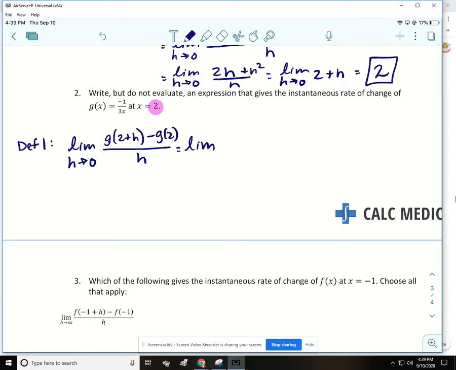Now we're not quite done. We're not going to simplify or evaluate it, but we do need to plug them in. So that's going to be -1, and then in the place of x, we're going to put 2 plus h. And then also in the place of x, we're going to put 2. Okay, and then you can stop.